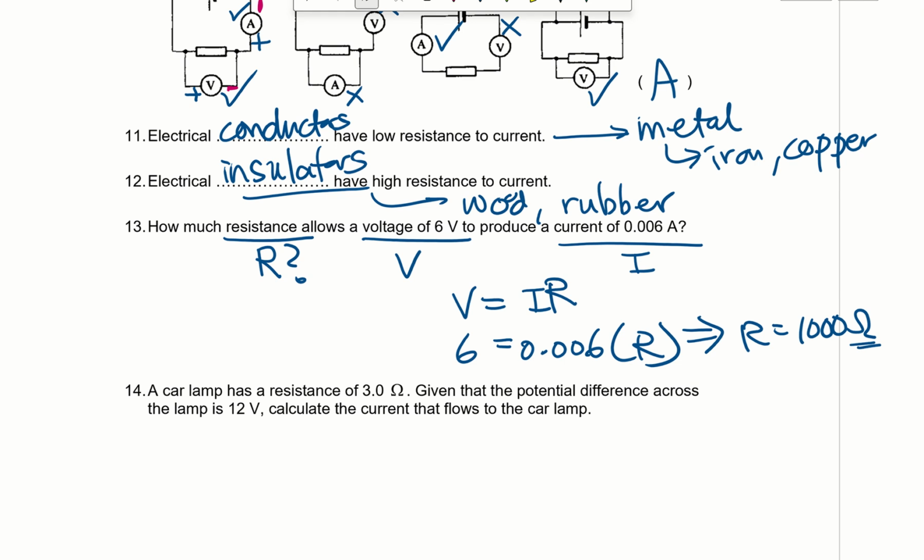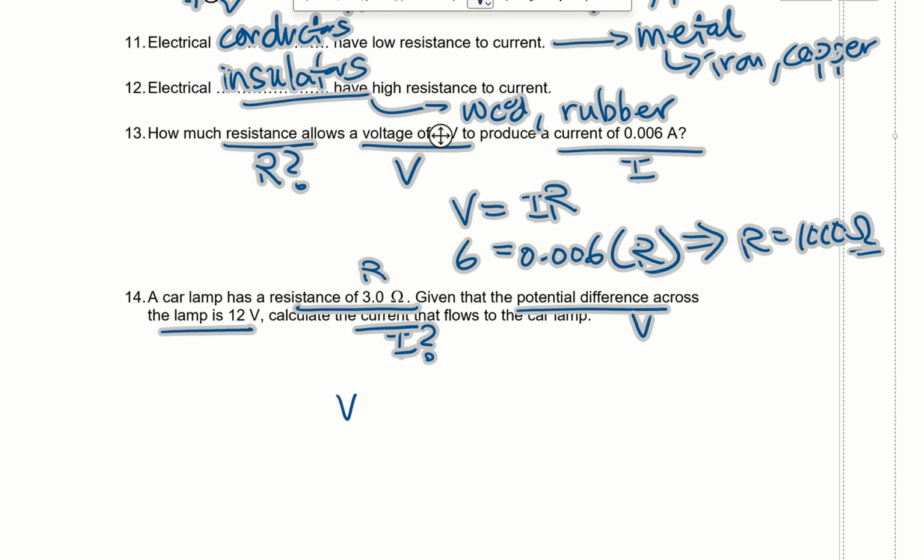Okay, then question 14, it has a resistance of 3 ohm. I will annotate it as R here. Given that the potential difference across the lamp is 12 volt, I annotate it as V. Current, I'm supposed to find, I annotate it as I. So V equals IR.